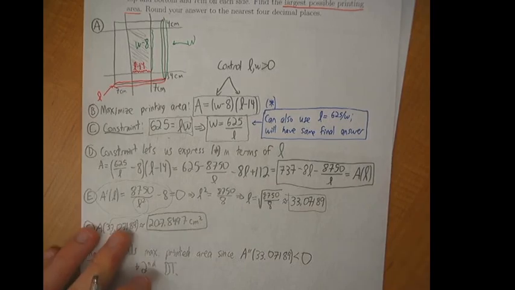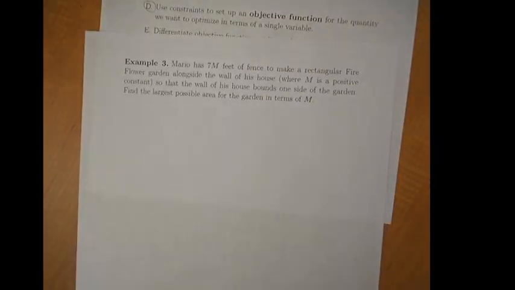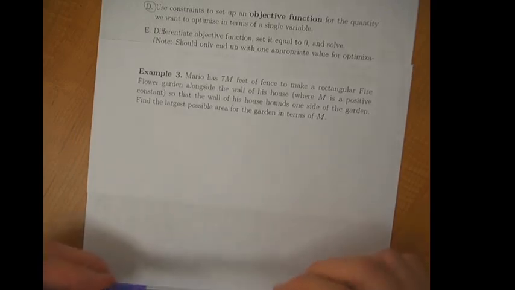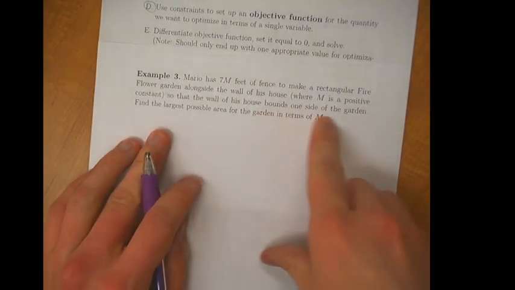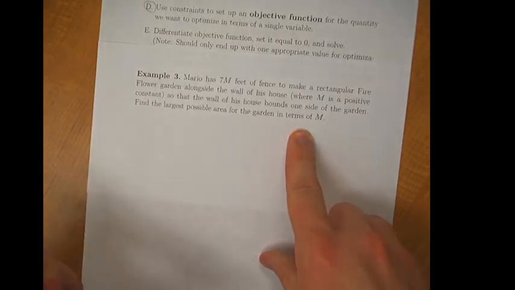Okay. So, last example that we're going to focus on for today. And then the last example that I have in my packet will be similar, so check the webpage for the solutions on that. So, premise is that Mario has 7m feet of fencing to make a rectangular fire flower garden alongside the wall of his house, where m is a positive constant, so that the wall of his house bounds one side of the garden. We need to find the largest possible area for the garden in terms of m.